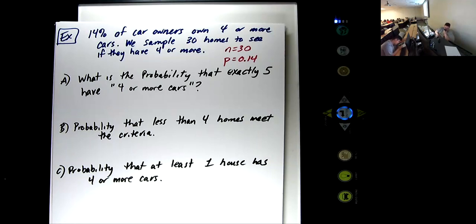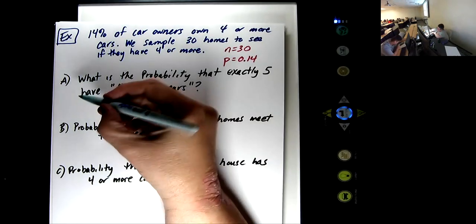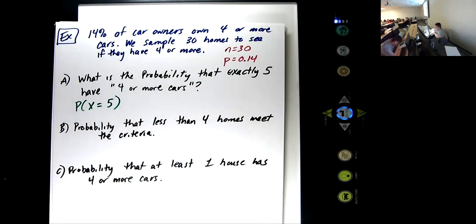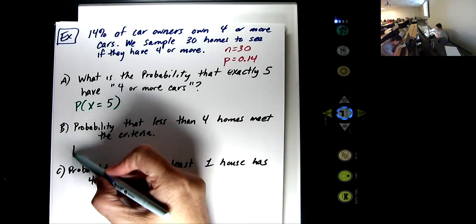I'll do it when I get home at noon. All right, so exactly 5 means probability that X equals 5. What should I do for less than 4?